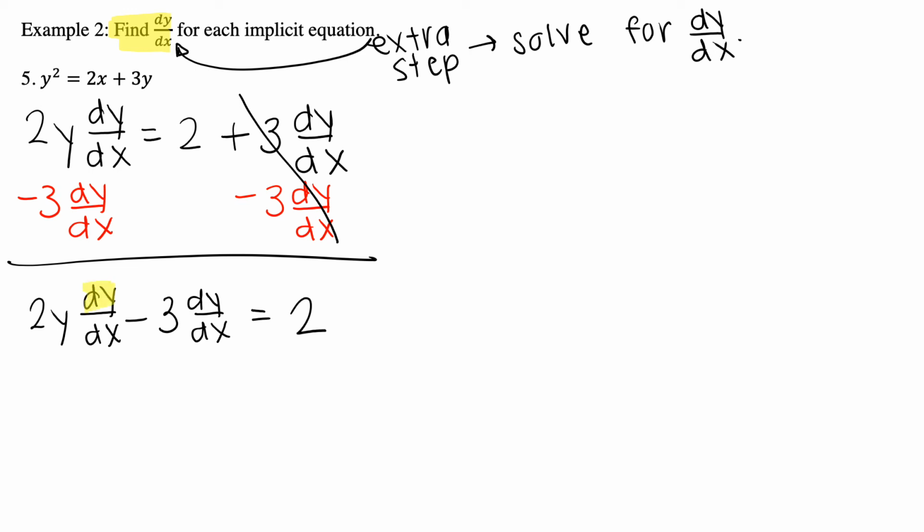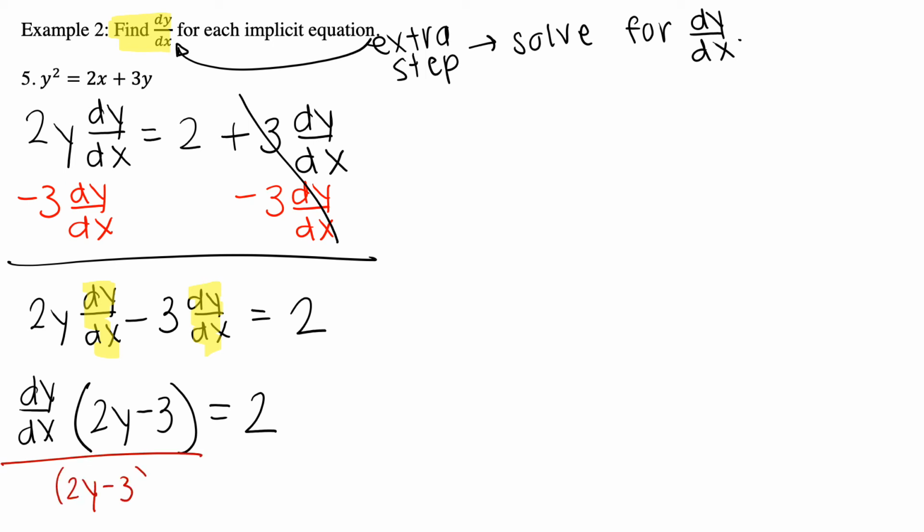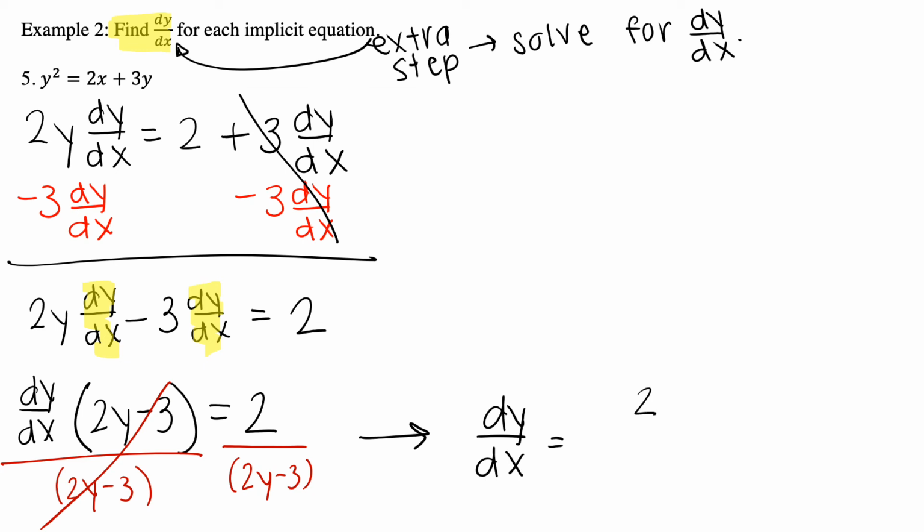Notice that I now have a dy dx in both terms on my left-hand side. So I'm going to go ahead and actually pull it out. So this says dy dx, and if I pull it out to the front, what's left on the inside is just 2y minus 3 equals 2. So now to get dy dx all by itself, I can actually divide by that quantity on both sides. So my final answer, what I'm left with here, is dy dx is equal to 2 over 2y minus 3.